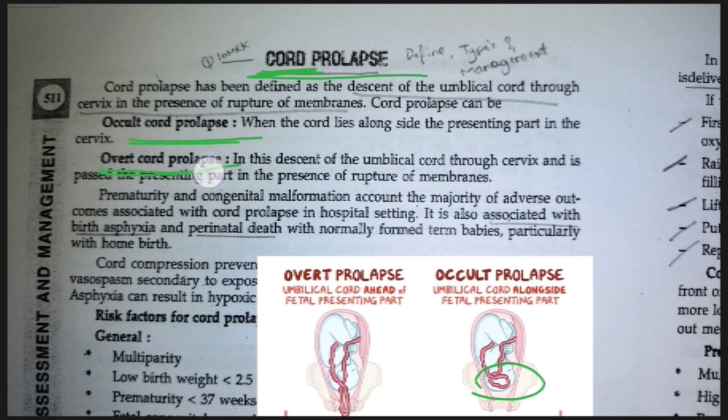The second type is overt cord prolapse. In this, even before the baby, the cord will get delivered, in the sense that the cord will be present outside the vagina. That is overt cord prolapse. These are the two types of cord prolapse.